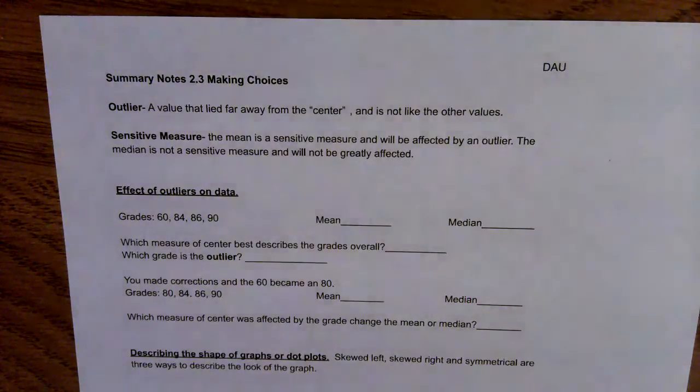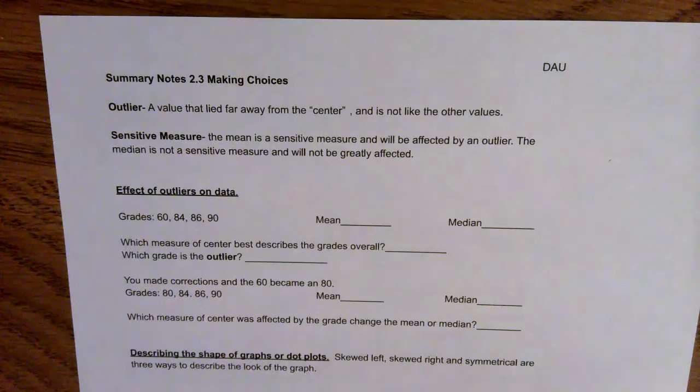So the first vocabulary word is outlier, a value that lies far away from the center. It's not like the other values. Okay? It's jumping out on either end. The mean is a sensitive measure and will be affected by an outlier. The median is not a sensitive measure and will not be greatly affected. So let's take a look here.